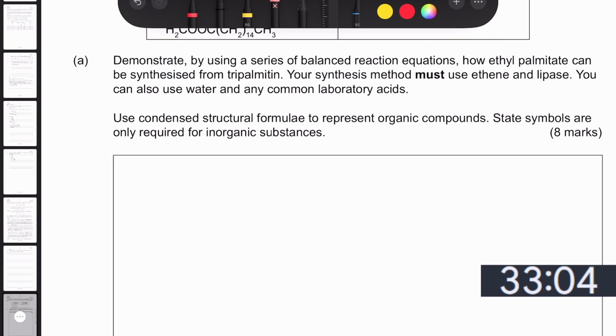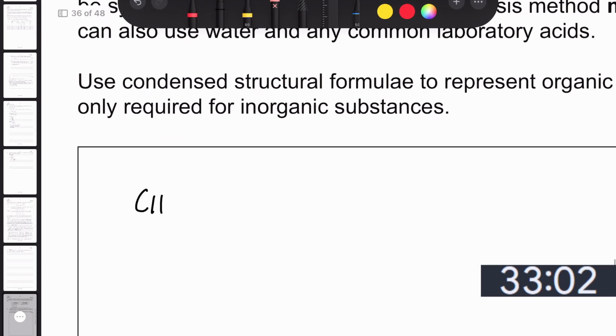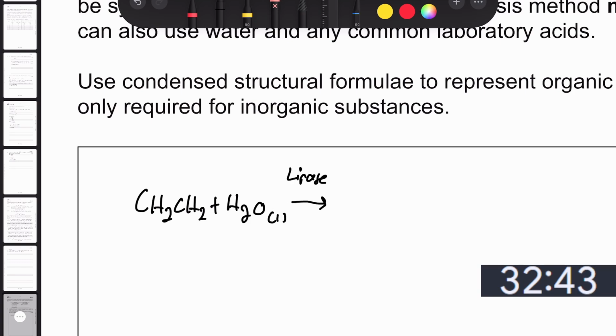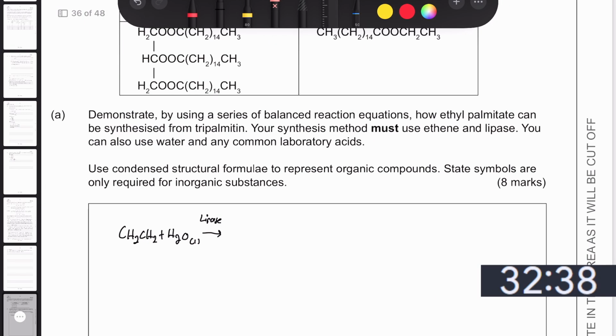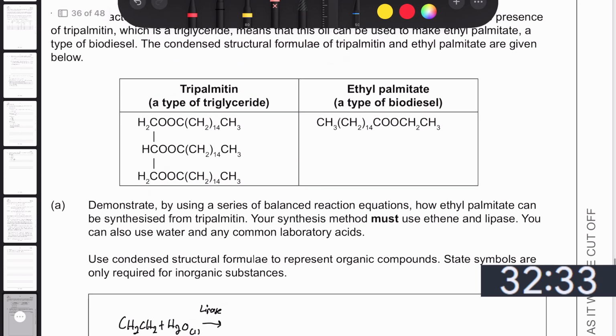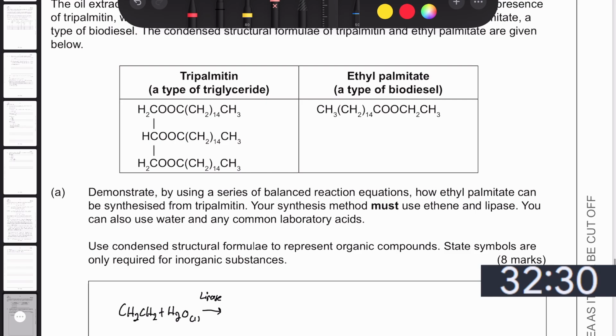So ethene, which is CH2CH2, plus H2O liquid. And we're going to have a lipase there. No, this is going to be fermentation.